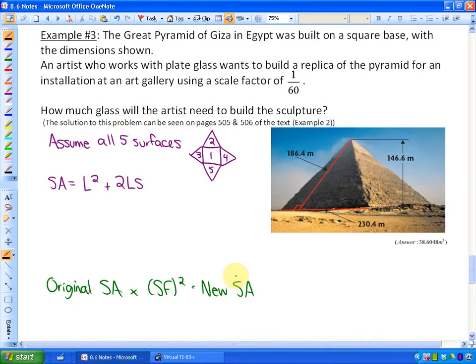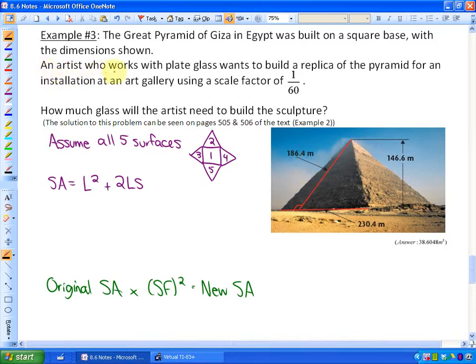In this lesson, we are going to continue to look at how scale factors affect surface area and volume in two more questions. This question is looking at the Great Pyramid of Giza in Egypt. It says the Great Pyramid of Giza in Egypt was built on a square base with the dimensions shown. So the square base has dimensions of 230.4 meters, length and width. It suggests that the height of the pyramid is 146.6 meters, and the slanted side, this length here, from the bottom to the top on the slanted side, is 186.4 meters.